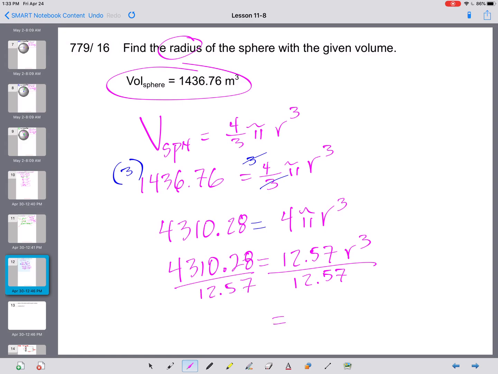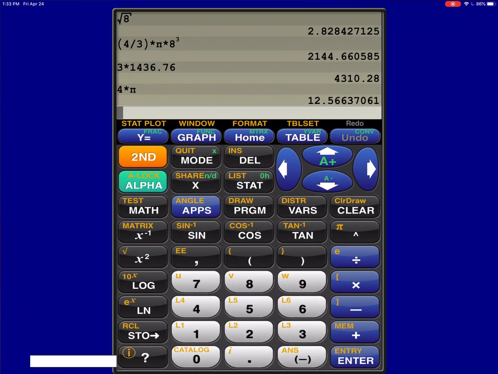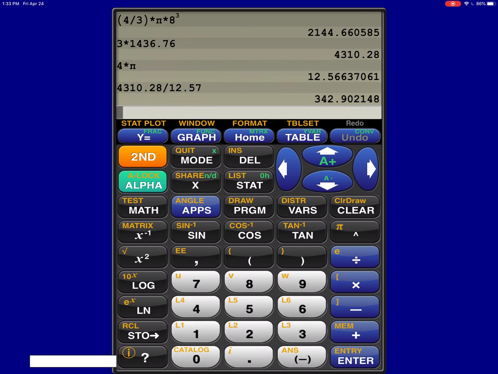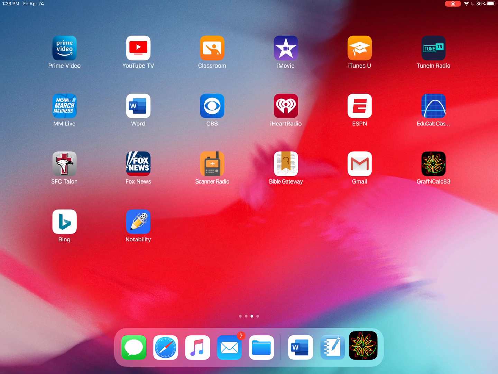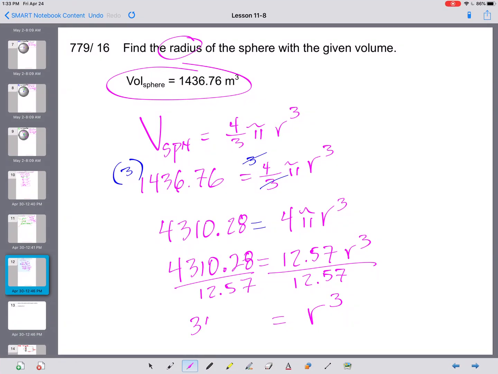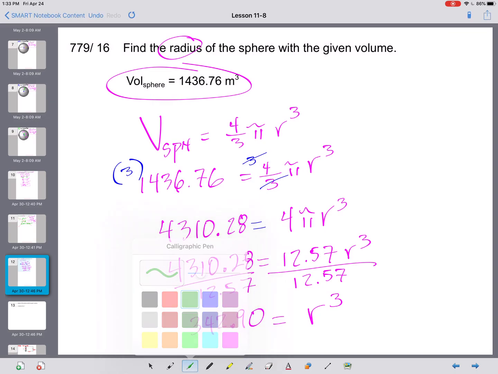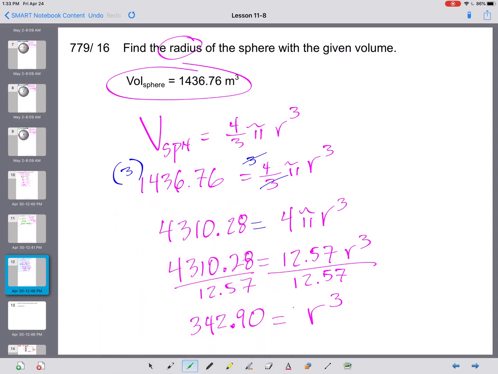Now remember what we got here. We have r cubed, okay? Let's take that divided by 1257. 4310.28 divided by 1257. There it is, 342.90, okay? 342.90. What do we do now? We do the cube root. If it's r cubed, then you have to do the cube root.